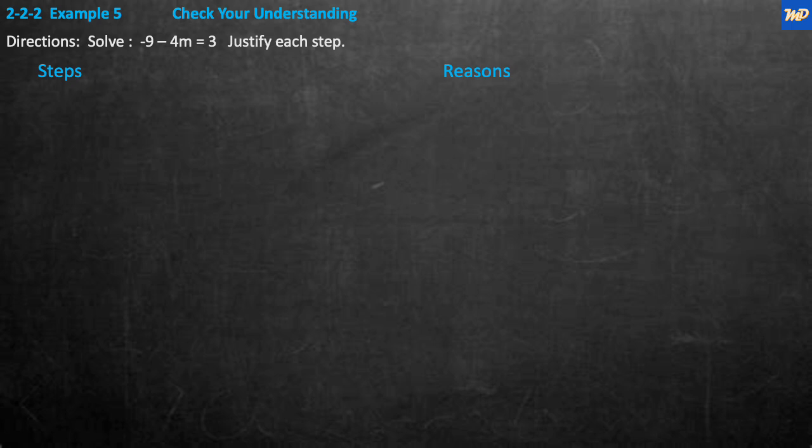Solve -9 minus 4m equals 3, and justify your steps. So I'm going to give you some time to go ahead and do it. And then when you come back, we'll work through the different steps together. Okay, I'll give you 5 seconds. Okay, so now that you've done that and you're back, we're going to start moving forward.